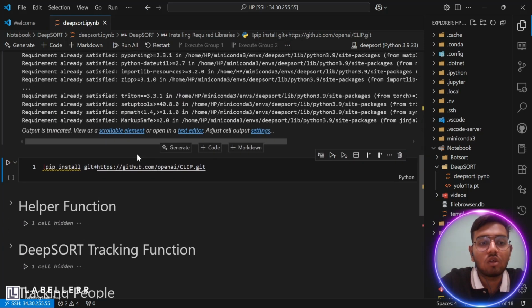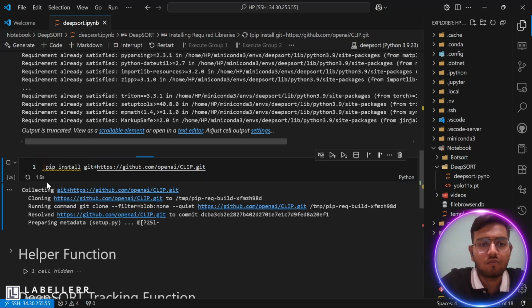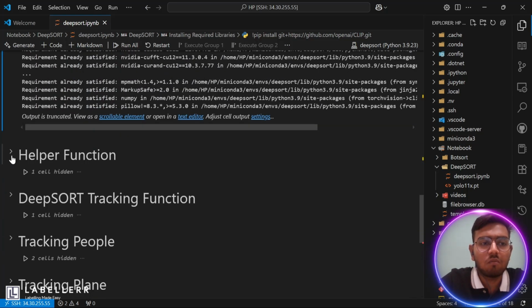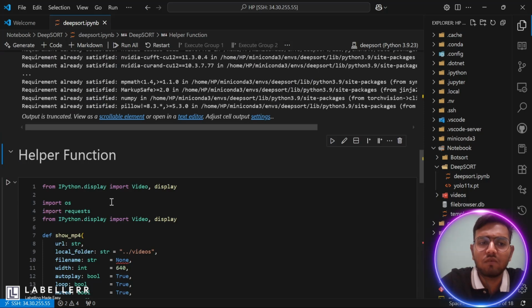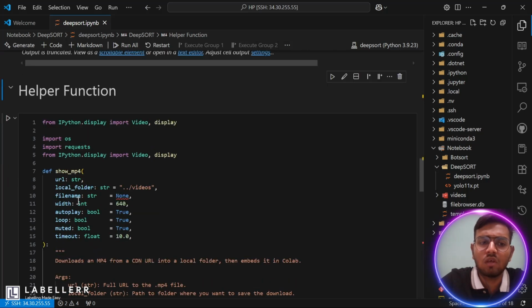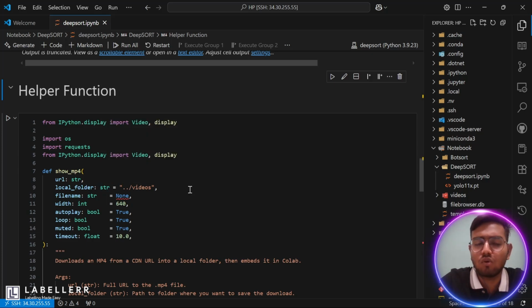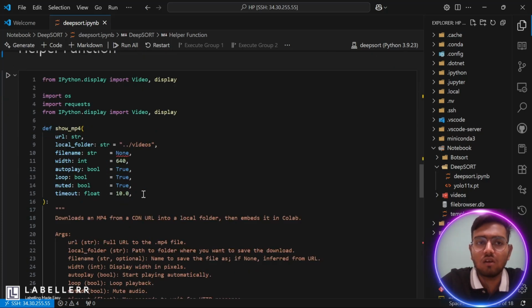Now, in deep sort, I'm using an embedder, which is a re-identification model, a CNN which helps in the identification of objects. So I'm going to use the CLIP one. Now, in our next step, I'm creating a helper function. This function helps me download the sample video which I am going to use in this tutorial and visualize it in the notebook.